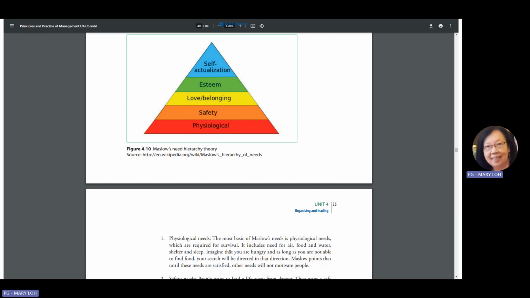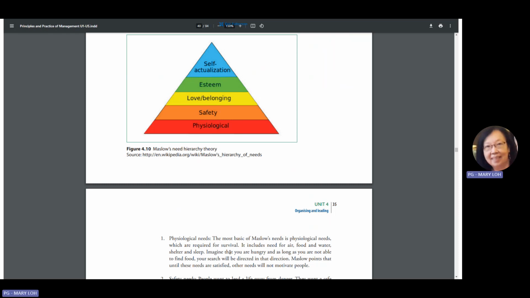Can anyone say that they don't need food, they don't need water, they don't need sleep, they don't need shelter? How do you want to survive? So these are basic needs, part of our body functions, you can say. He says that all of us need to fulfill this basic level of need, and this is the first level.